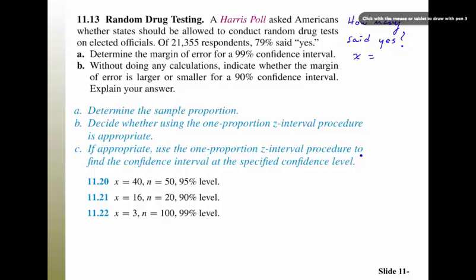Okay, so how would you get how many said yes? How do you take 79% of that? You should all know how to do that. Right, you're going to take 0.79 times this. Who's got it?